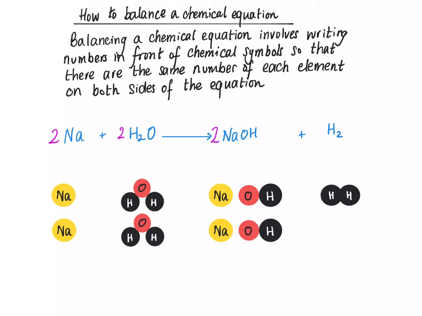If we now check, we have 2 sodiums on each side of the equation, 2 oxygens on each side, and 4 hydrogens on each side. So by putting in these 2's, we now have a balanced chemical equation.